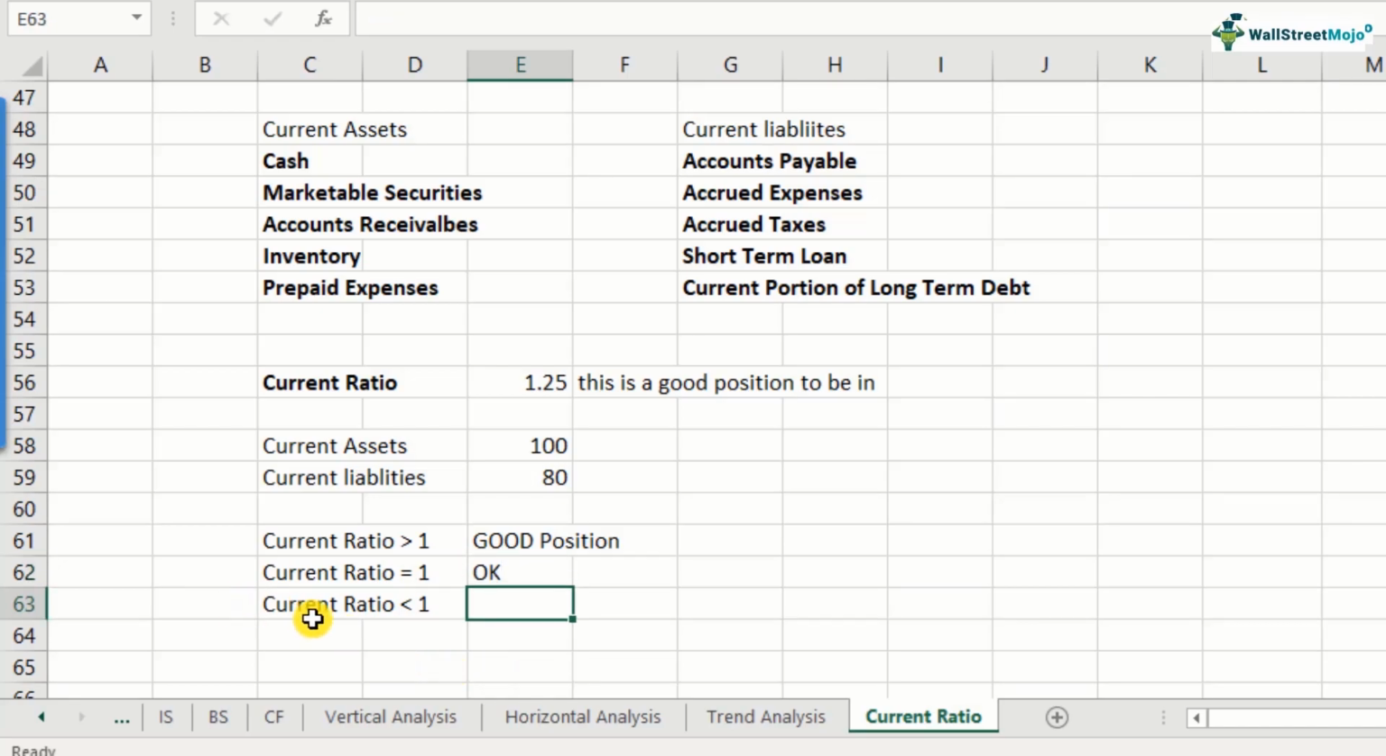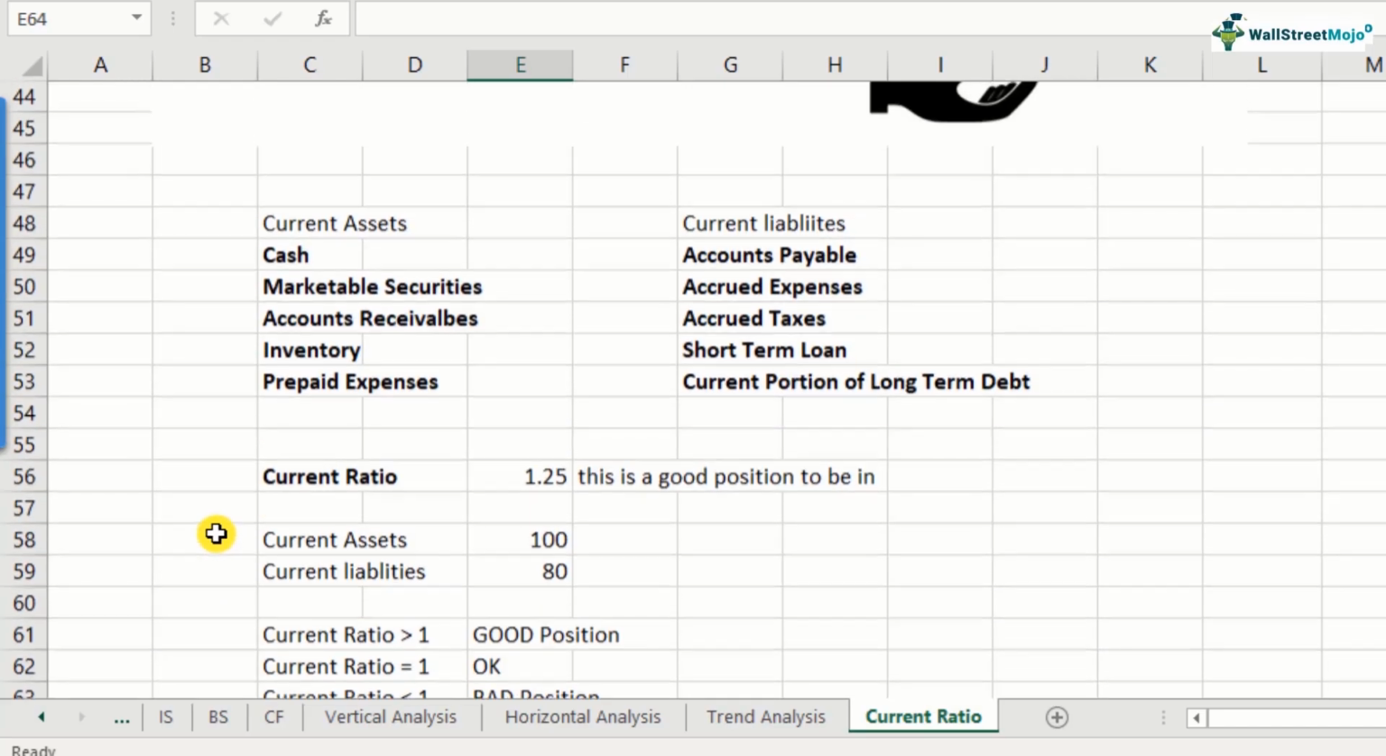But current ratio which is less than 1 would be a tricky situation. So I would call this a bad position to be in, because you don't have sufficient current assets to cover its current liabilities. And you might have to find some other ways or additional liquidity measures to pay for your current liabilities. All right, so this is how you can interpret current ratios.